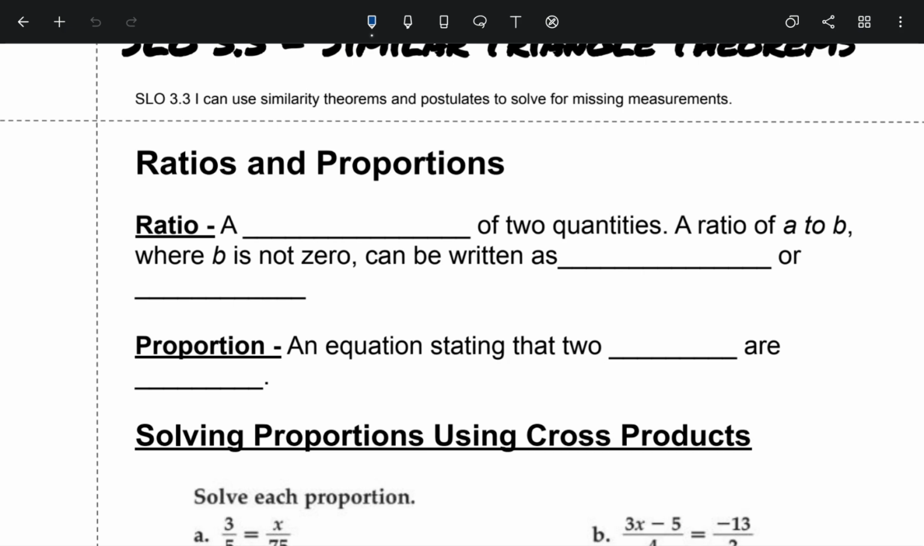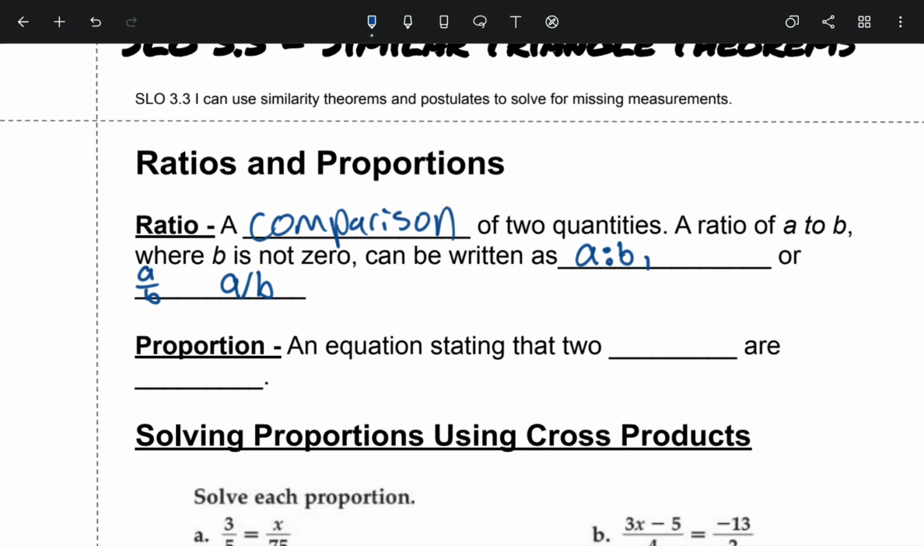So before we dive into similarity, let's review some terms that you should already be familiar with, but maybe you're not. The first term is ratio, which is basically a comparison between two quantities. If we have a ratio of A to B, and B cannot be 0, we could write the ratio as A colon B or A over B, like a fraction, vertically or sideways. Those are the same thing. These are all a ratio of A to B.